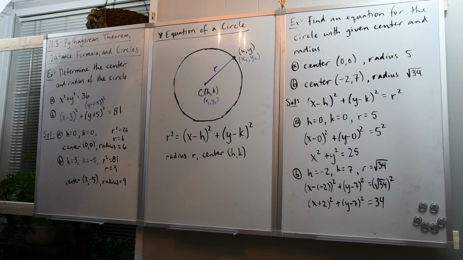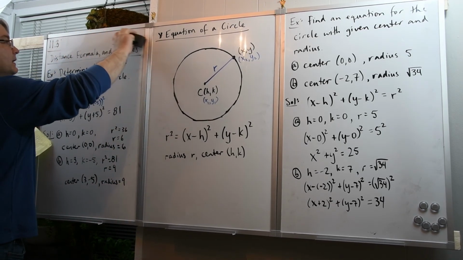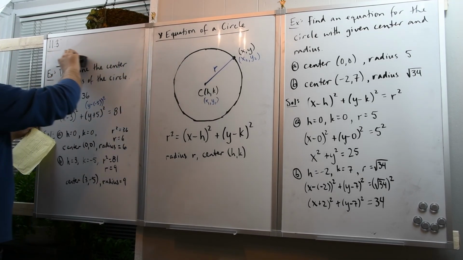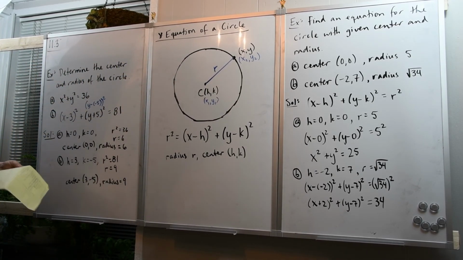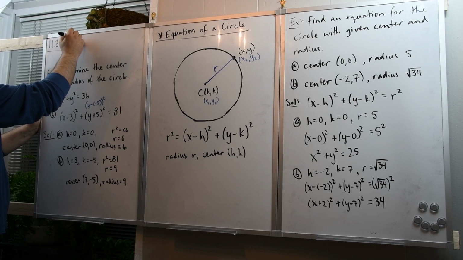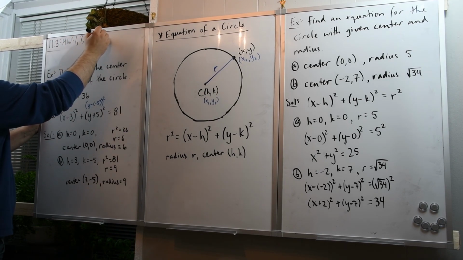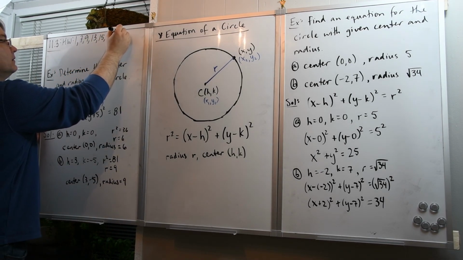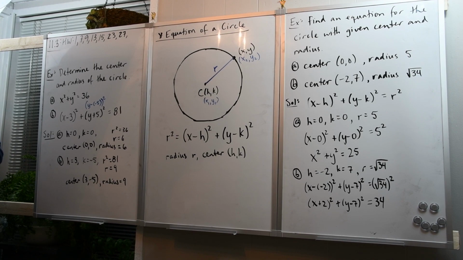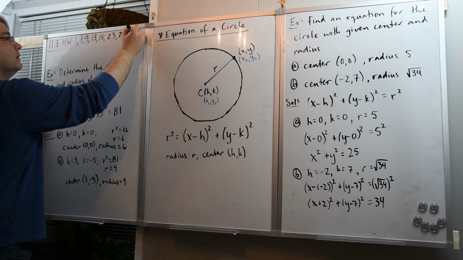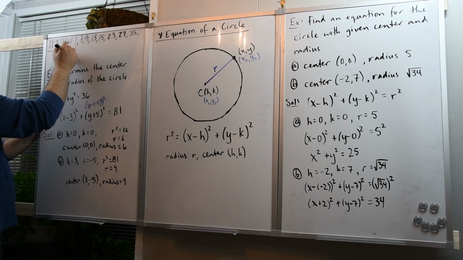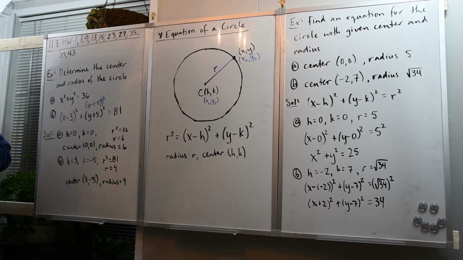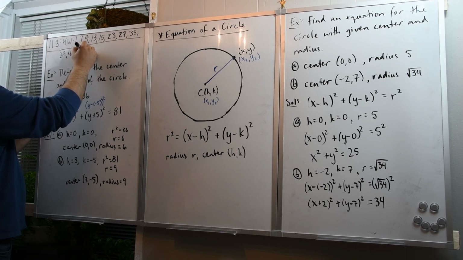So the recommended exercises from section 11.3 are going up shortly. So we'll have 1, 7, 9, 13, 15, 23, 27, 35, 39, 43, 45, and 49.